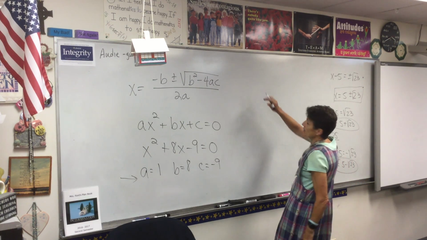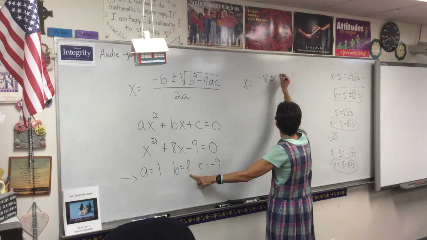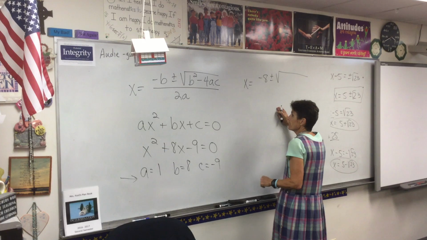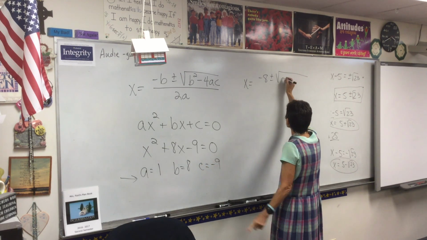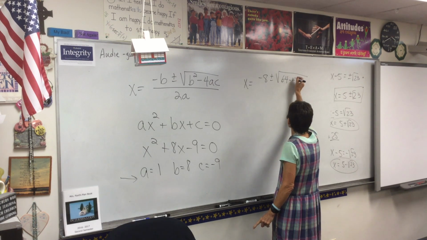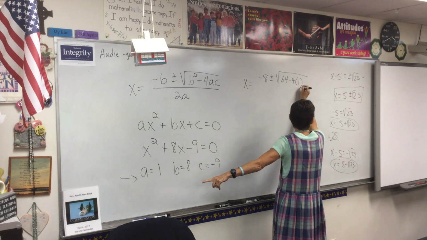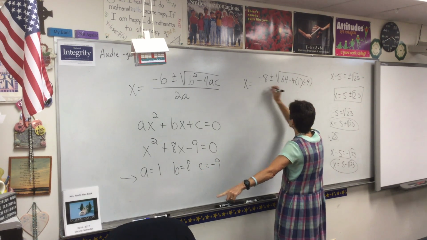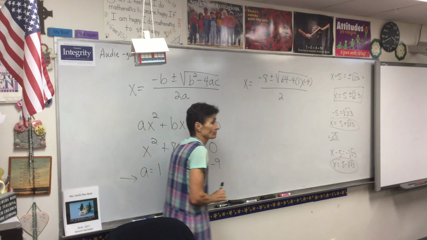Easy peasy. Here we go. X equals negative B plus or minus the square root of B squared. Now be careful. B squared is 64, right? Yep. Minus 4 times 1 times negative 9 all over 2 times 1. Yep.